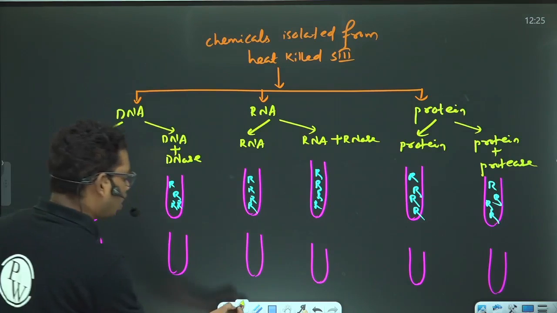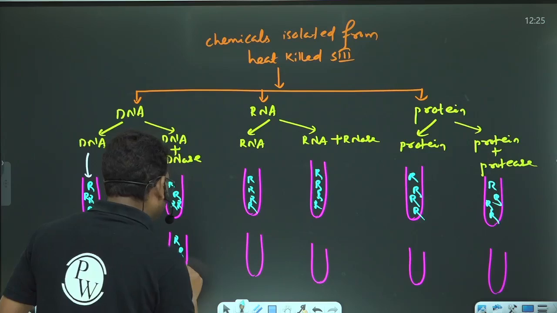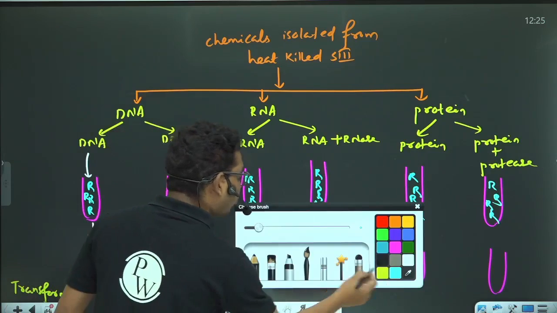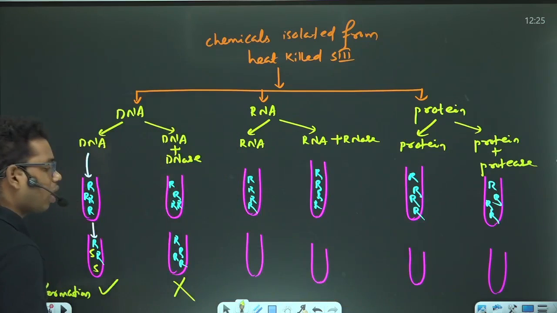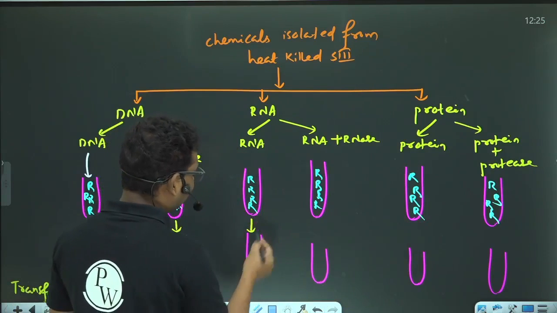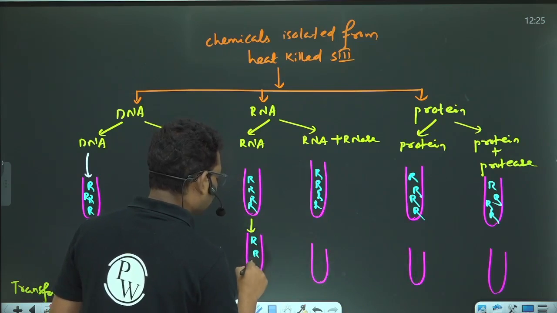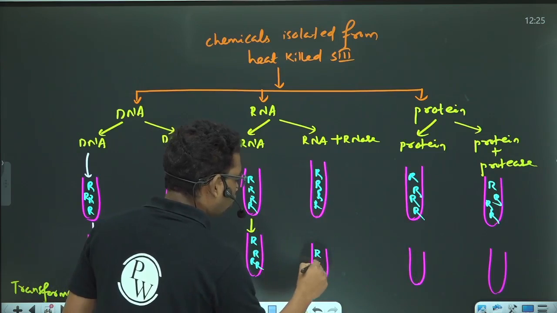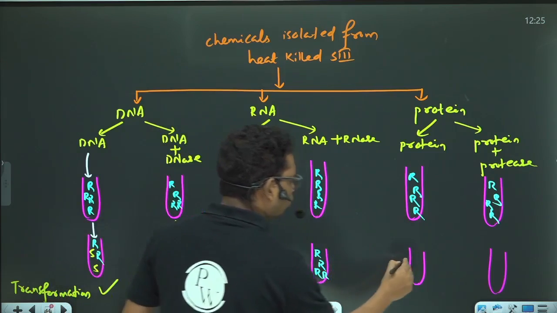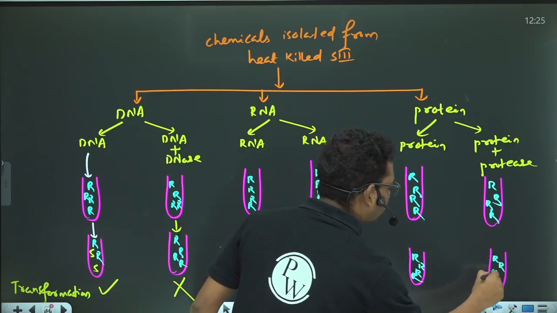In this case, only the R form of bacteria was present. That means the transformation did not happen. Here in this case, only the R form of bacteria was present. Here also only the R form was present, and here also only the R form of bacteria was present.